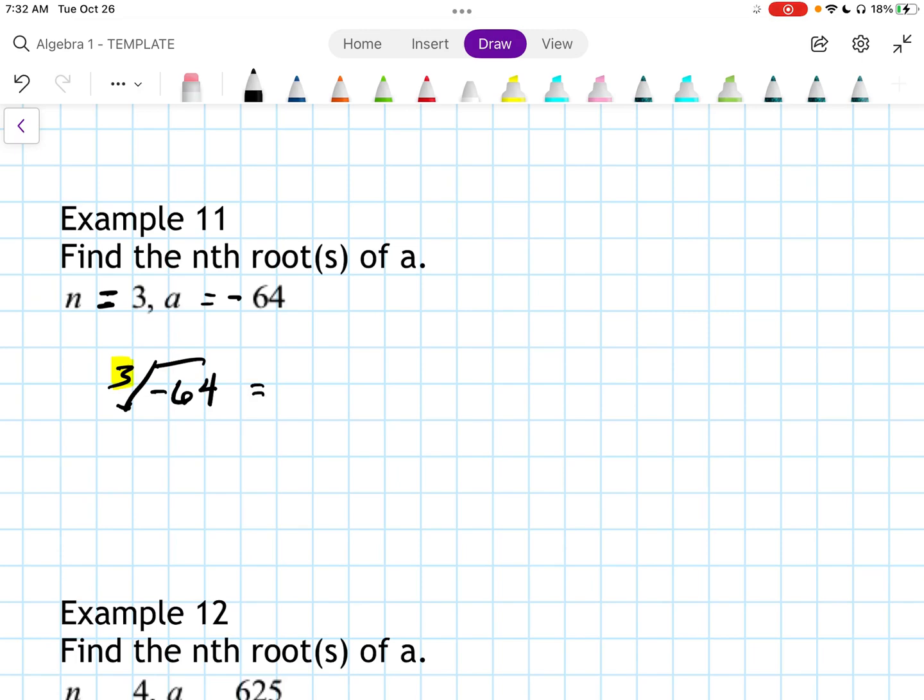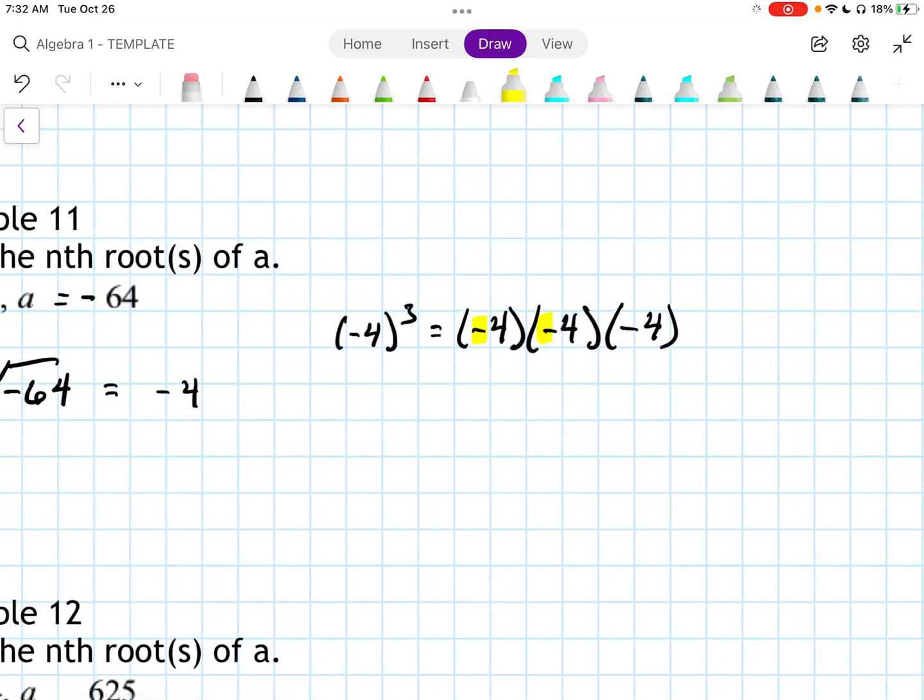The cubed root of -64 is -4, and you can type that in the calculator. A way to check yourself would be to take negative 4 to the third. Well, that's negative 4 times negative 4 times another negative 4.